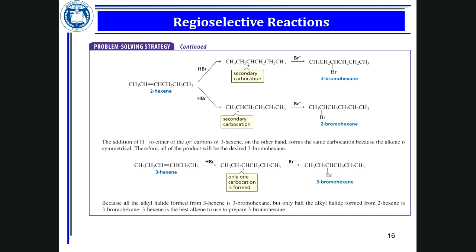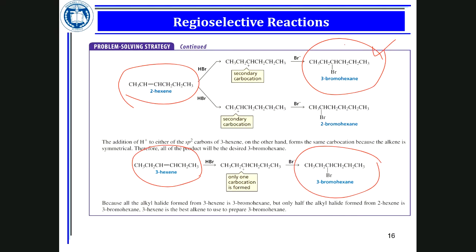So the better choice would be 3-hexene versus 2-hexene, even though both of them give the same product, with the exception that if you choose 2-hexene, you get half of the product as the desired one, what you needed. But if you use 3-hexene, 100% of the product is going to be 3-bromo.